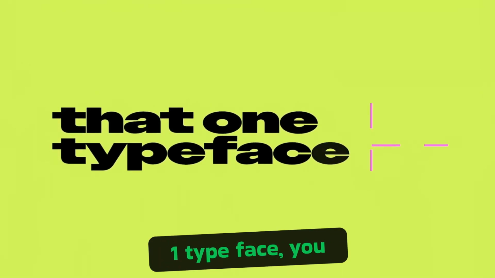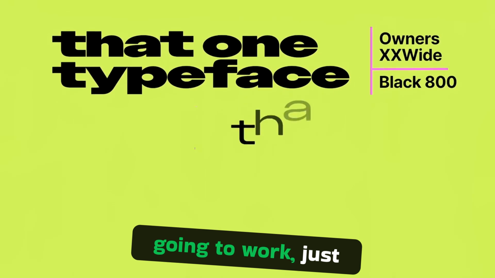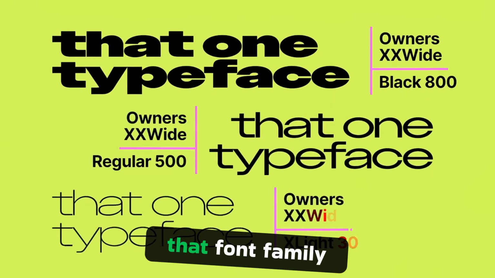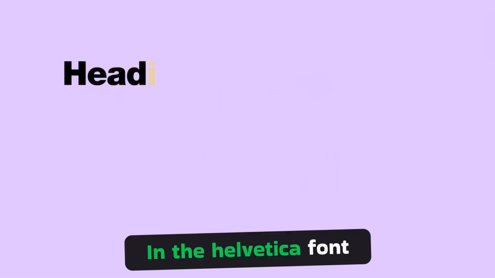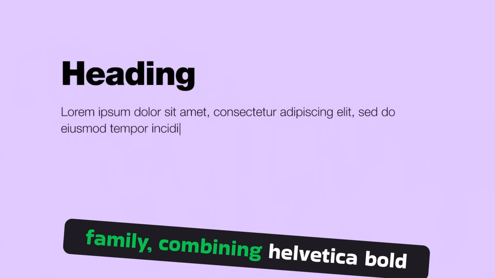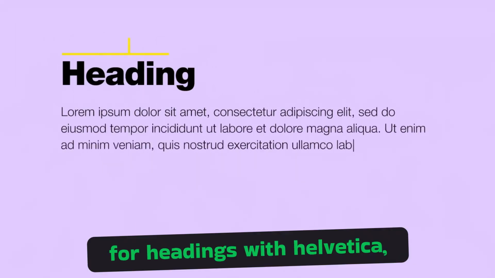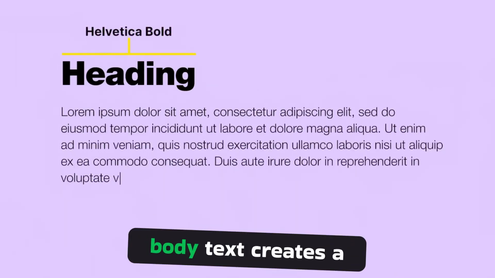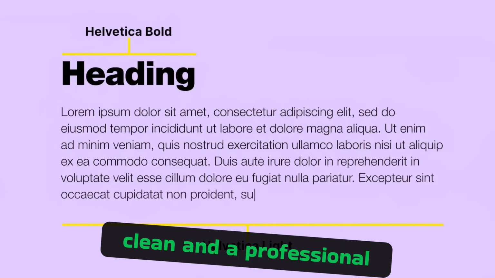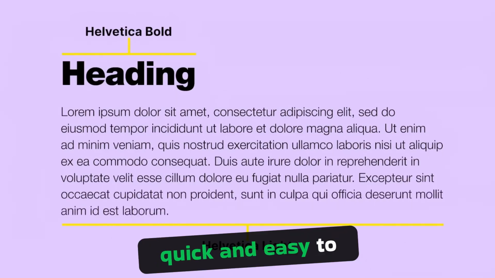Now if you found one typeface you like for a design and you know it's going to work, just use two weights from that font family. In the Helvetica font family, combining Helvetica Bold for headings with Helvetica Regular or Light for body text creates a clean and professional design, and it's really quick and easy to do.